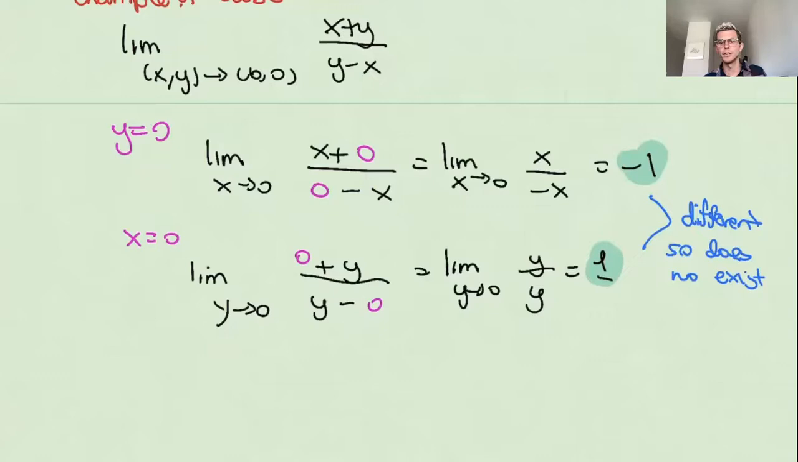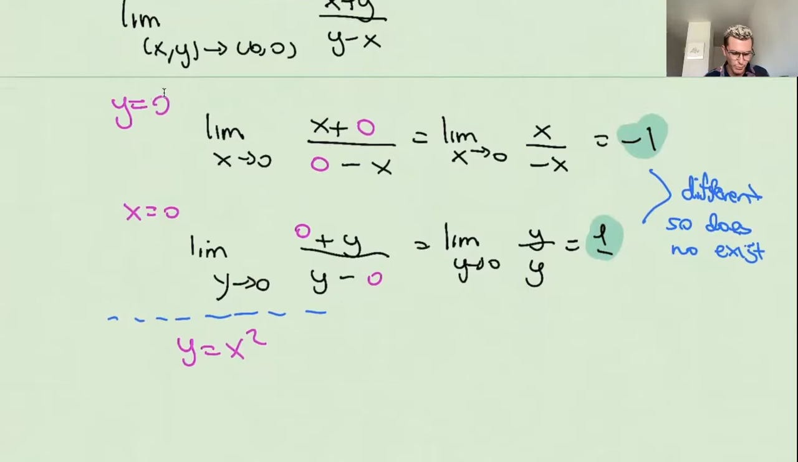So it does not exist. But there could have been more options. You could have tried different things. For example, you could also have used something more exciting, like a parabola. So y equals x squared. What happens if you try y equals x squared?